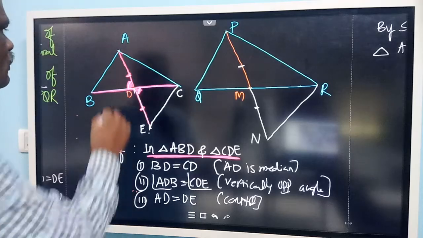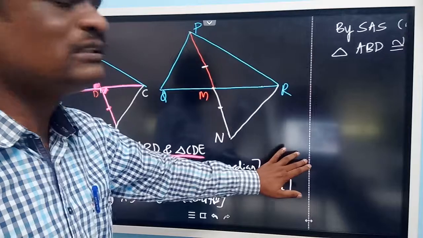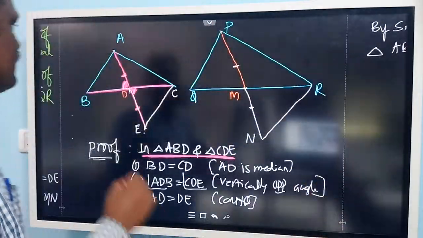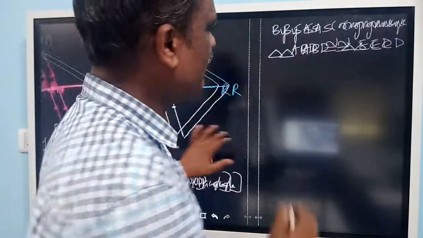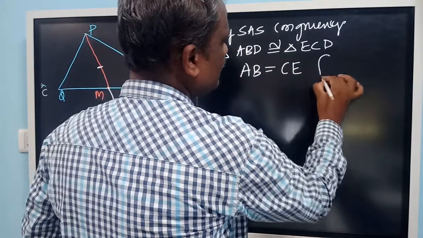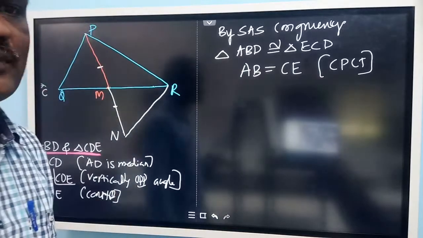Now look at this, we proved these two triangles are congruent. So once the triangles are congruent, you can write the corresponding parts are equal. So I will take AB and CE are equal. Only this side, AB is equal to CE. Reason is CPCT, they are the corresponding parts of congruent triangles.